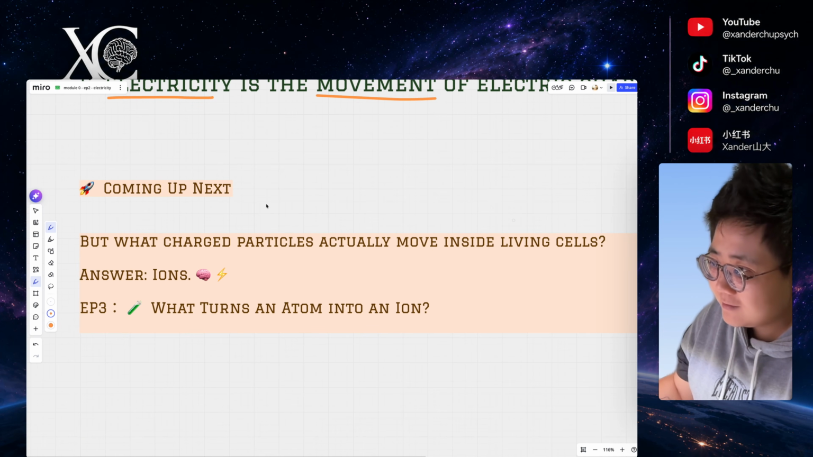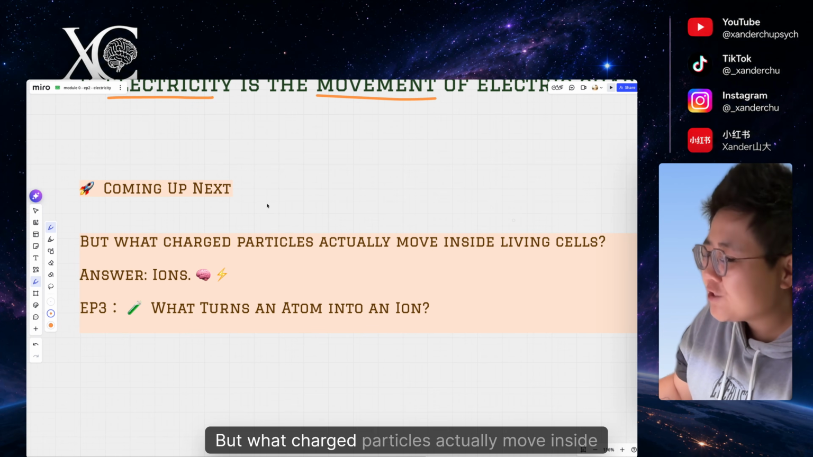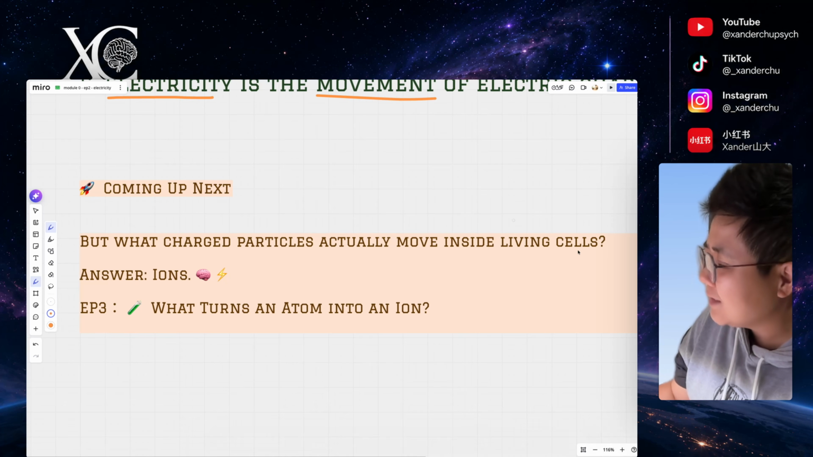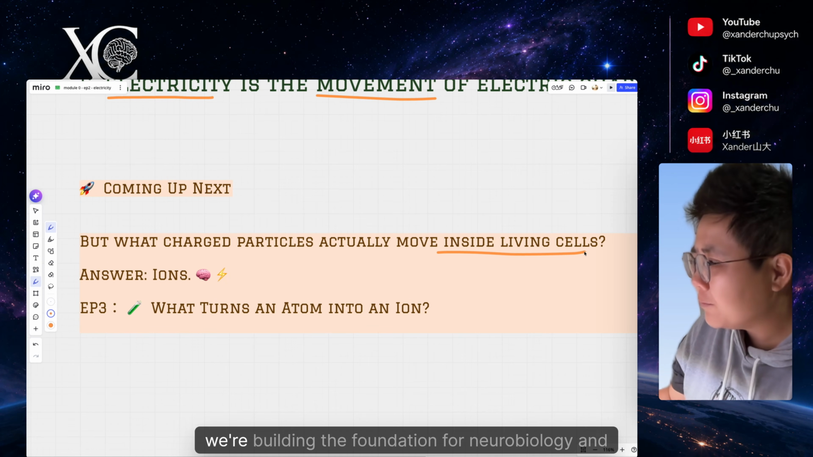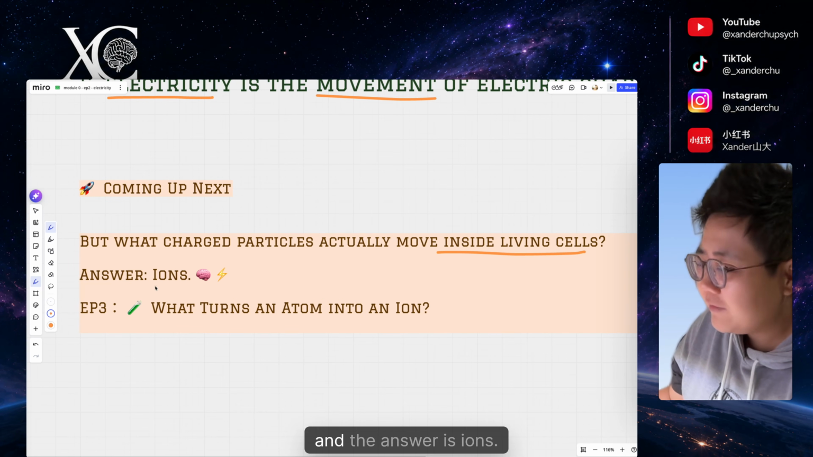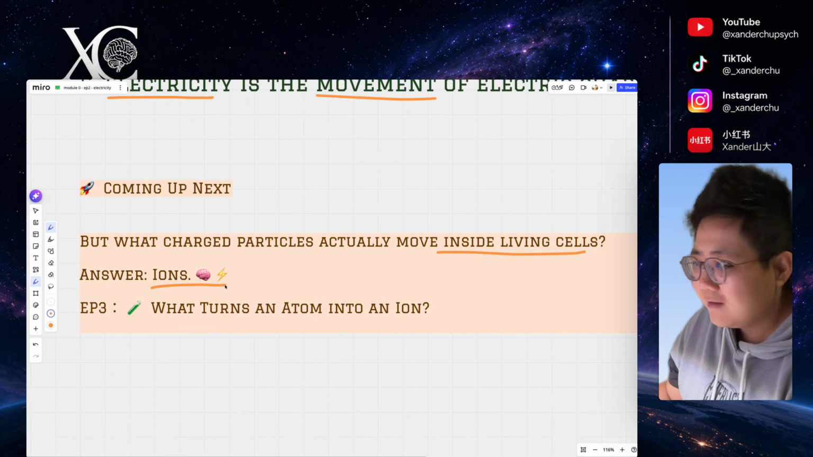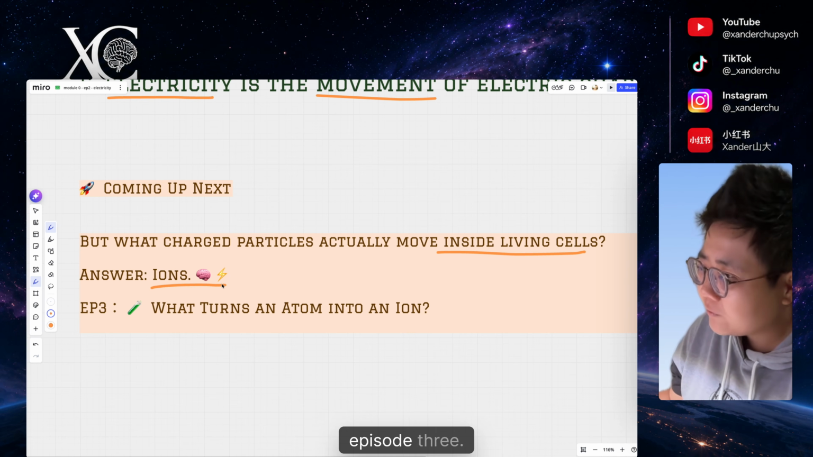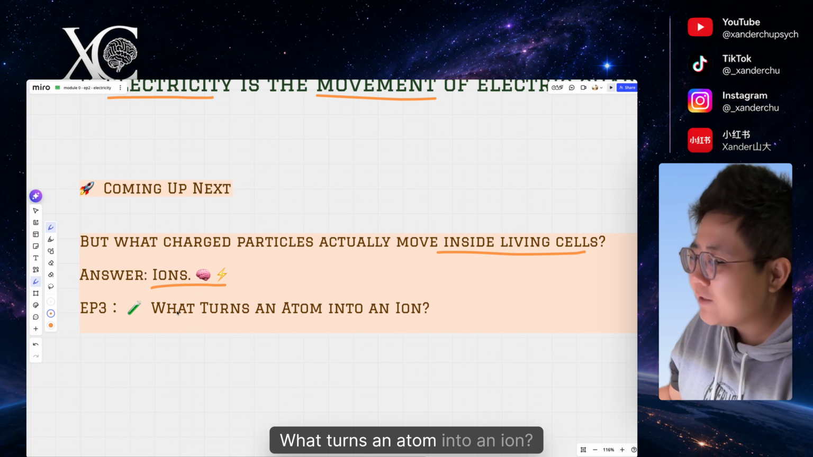Coming up next: what charged particles actually move inside living cells? Remember, we're building the foundation for neurobiology and neuroscience. And the answer is ions. So coming up next, episode 3, what turns an atom into an ion?